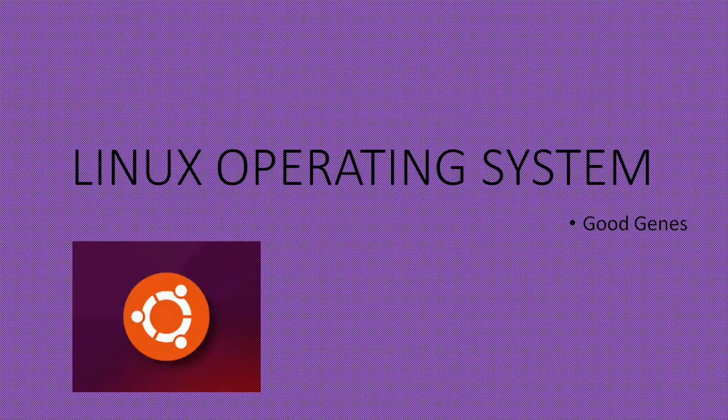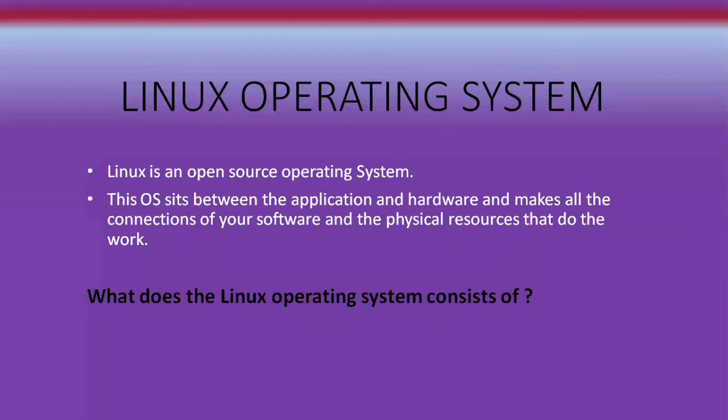So as you can see the title, it's Linux operating system. We are going to see the basics of Linux and Ubuntu. So Linux is an open source operating system. This OS sits between the application and hardware and makes all the connections of your software and the physical resources that do the work.